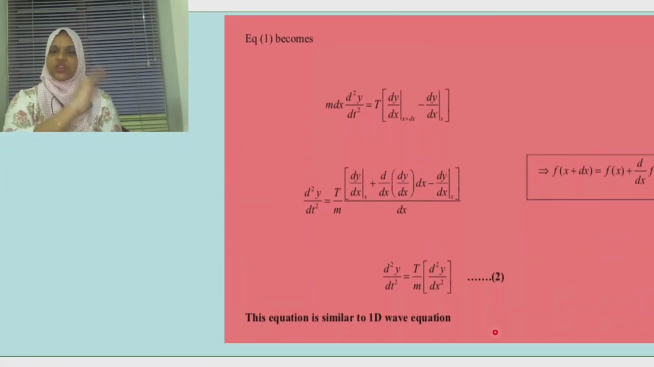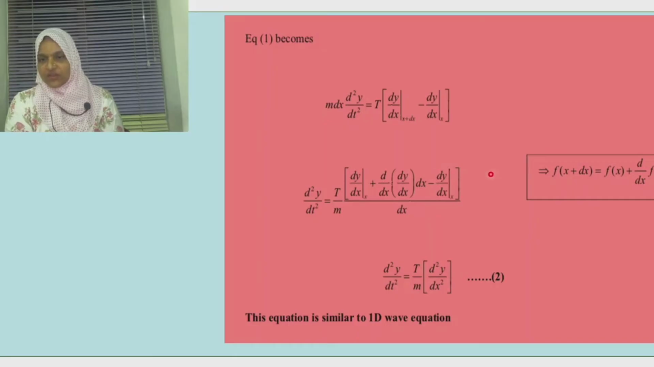We can equate it with equation number 1. That is, mass into acceleration, m dx into d square y by dt square, will be equal to the resultant vertical force acting on the small element, T into dy by dx at x plus dx minus dy by dx at x. You can take m and dx to the other side, to the denominator. T by m, where T is the tension and m is the linear density or mass per unit length. Then in the numerator we have dy by dx at x plus d by dx of dy by dx into dx, minus dy by dx, all divided by dx.